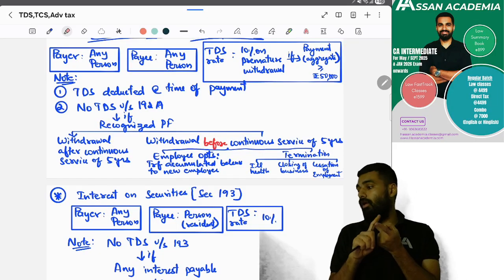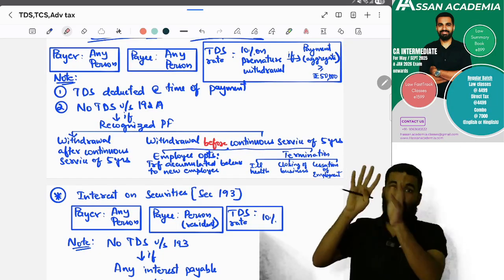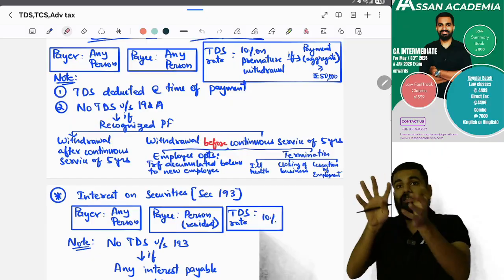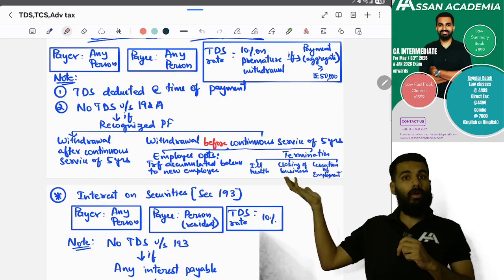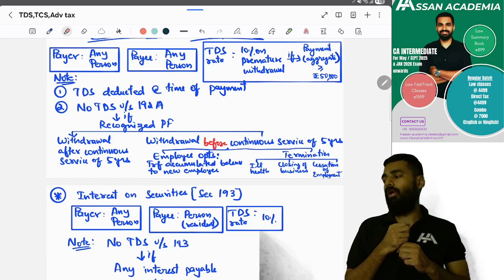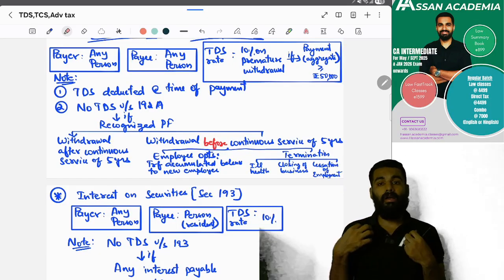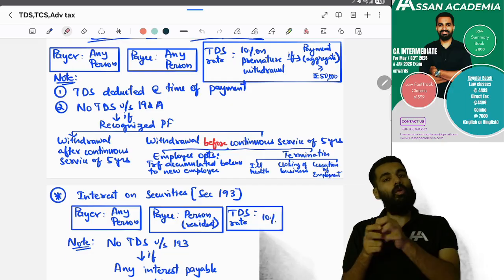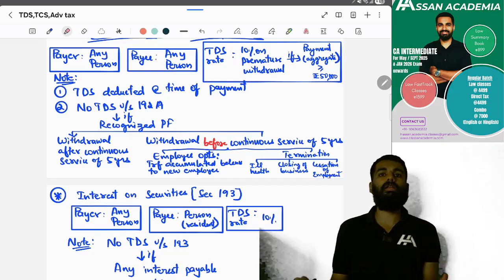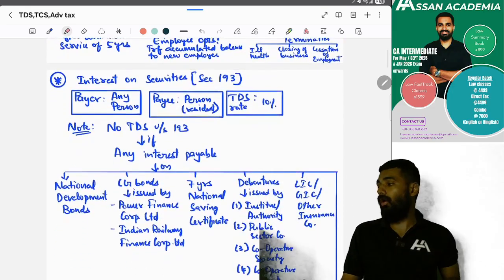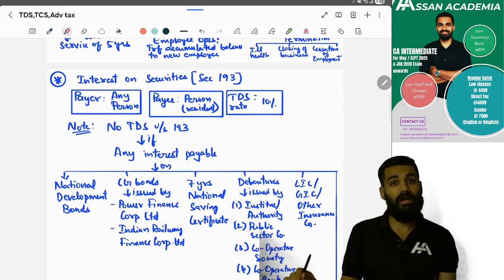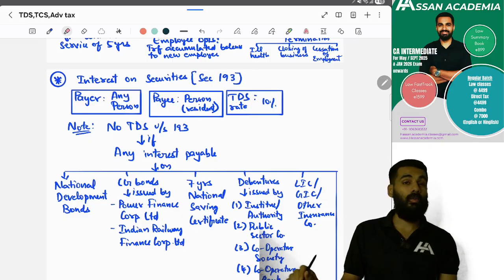Even then, if the employer transfers the employee to work in another place, and the accumulated balance is transferred to the new employer's provident fund, then TDS will not be deducted. Or because of ill health, because the business is closed, or because the employer told the employee to leave, cessation of employment, TDS will not be deducted. Yes or no? Yes. What about interest on securities, section 193? Any person making payment to a resident person, then TDS under section 193 at 10% will be deducted. Yes or no? Yes.